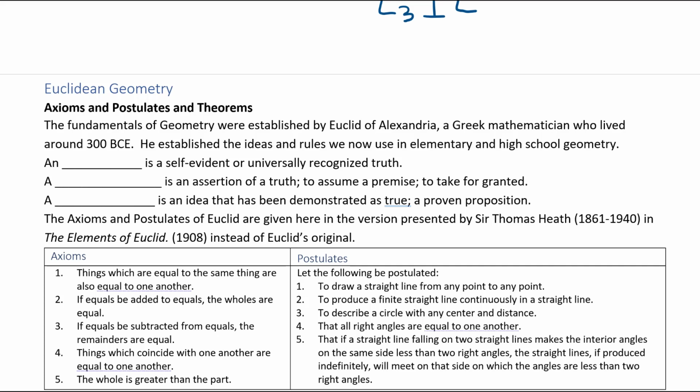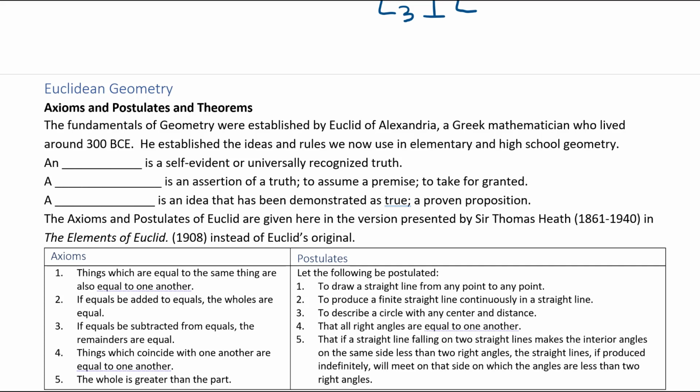Next, we're going to talk about Euclidean geometry and axioms, postulates, and theorems. So the fundamentals of geometry were established by Euclid, a Greek mathematician who lived around 300 BC. He established the ideas and rules which we now use in elementary and high school geometry.